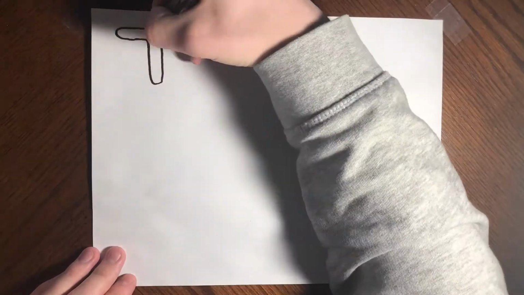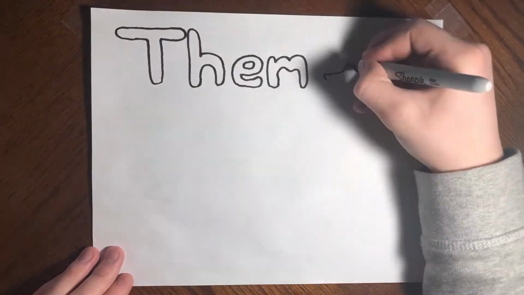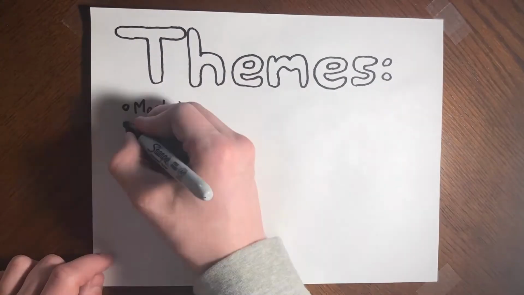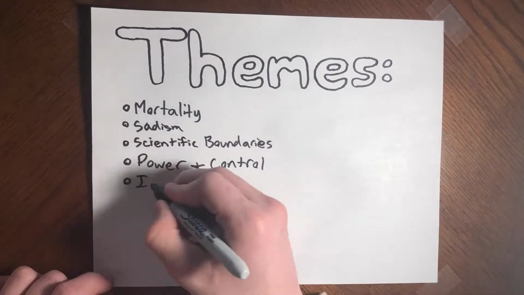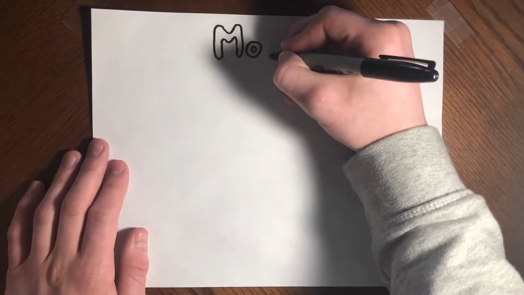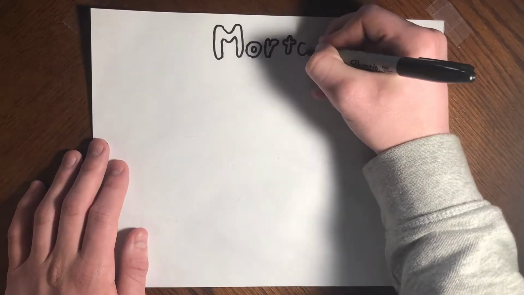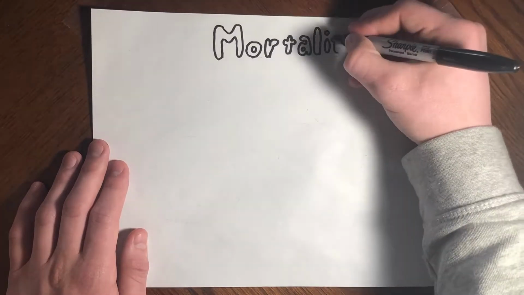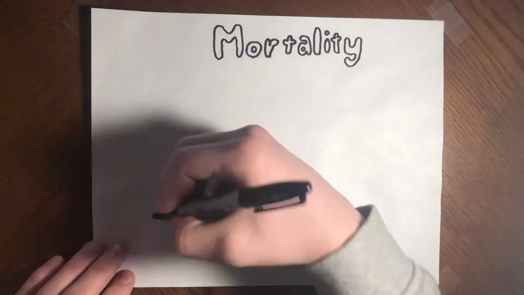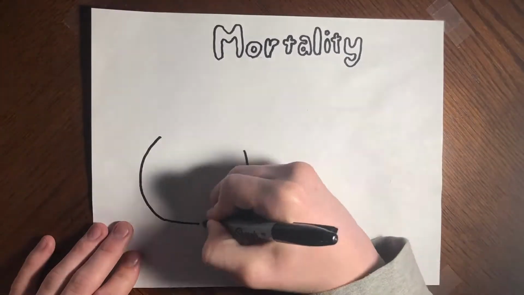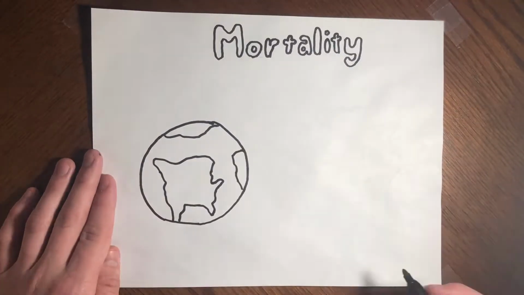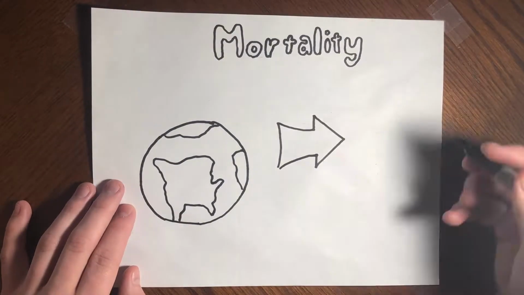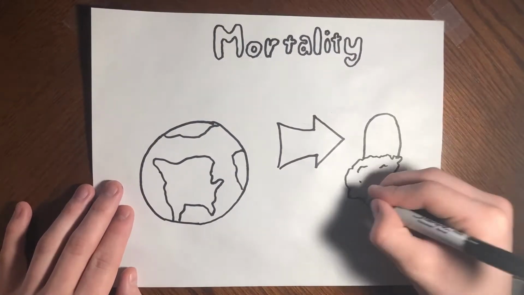The themes that we identified in the story were mortality, sadism, scientific boundaries, power and control, as well as identification. The theme of mortality was very present throughout the novel. We see mortality in the way that the doctor is taking away his patient's will to live and life as they know it. It is also present in the dangerous experiments that the doctor is performing, where there is a good chance of death every time.